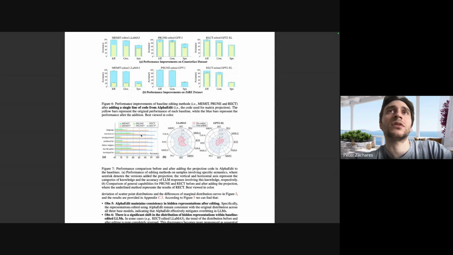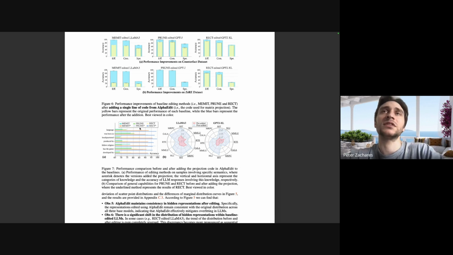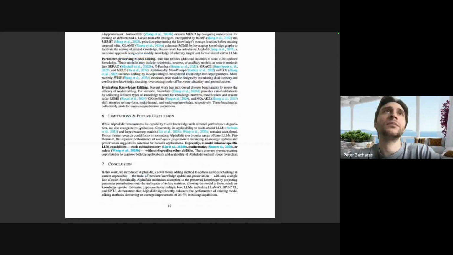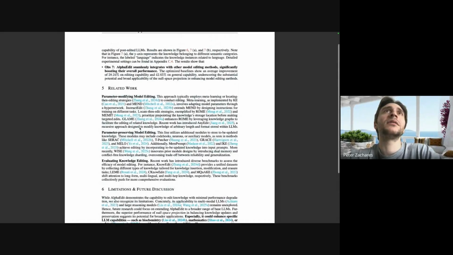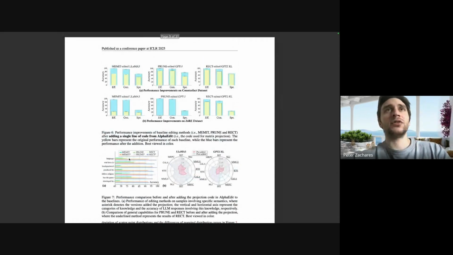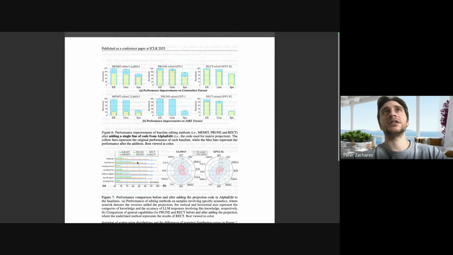Here are some other results that are the same. If you look at figure 7a, the starred ones are with AlphaEdit and the non-starred are the original. So you can see that the performance is way better with the AlphaEdit objective for these baselines that they were looking at. So it improves on all the baselines, and if you look at the performance difference, sometimes it's quite a bit. It can improve any of the baselines.